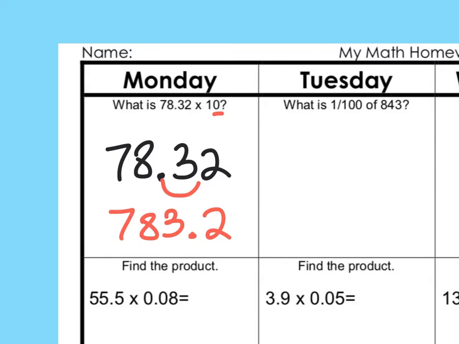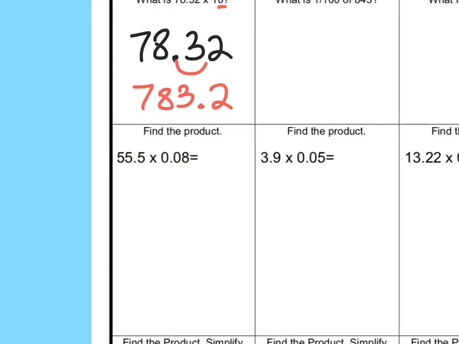78.32, now it's 783.2. If you move it to the left, which is the incorrect way, you would get smaller. You would get only 7.832, and you know that would be incorrect. So make sure when you multiply something by 100 or by 10 or 1,000 or 10 to the power of 3, you are going to get larger. So make sure you move that decimal to the right, based on the number of zeros or based on the exponent.